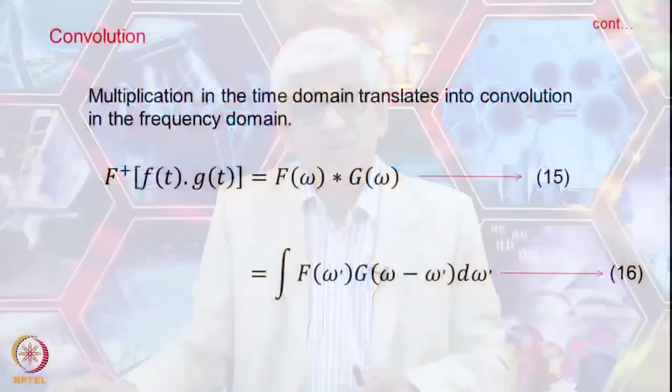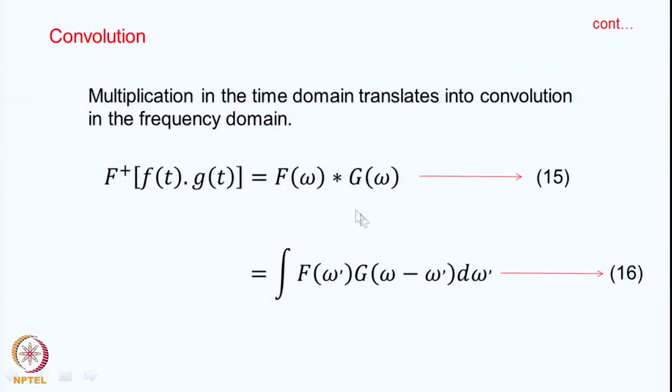Okay. Now, multiplication in the time domain translates into a convolution in the frequency domain. This is another mathematical operation called convolution. Now, we looked at what happens if we do addition of two FIDs. Then we said the result will be the sum of the two Fourier transforms.